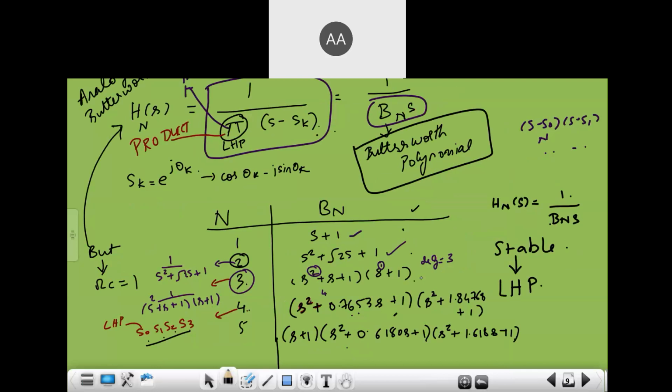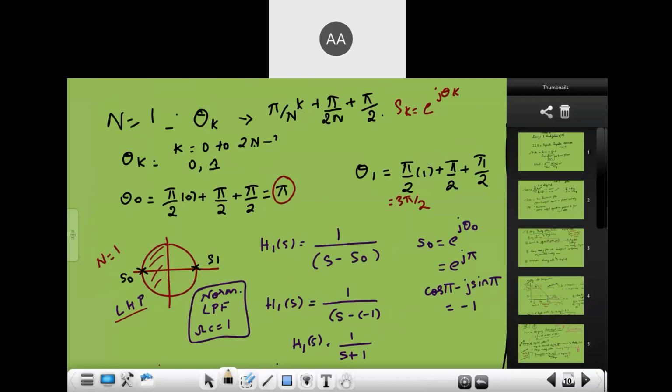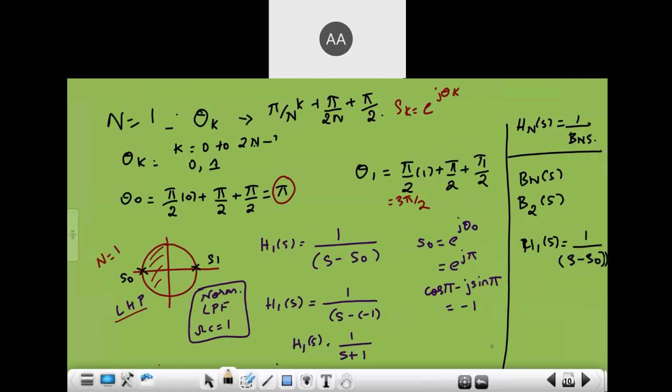S square plus root 2 s plus 1. As you solve more problems, you yourself will remember these values. Or else do it fast, then and there itself. You practice this and write it, till n equal to 5, 6, 7, as far as possible, and keep it in your notes so that it will be handy with you.